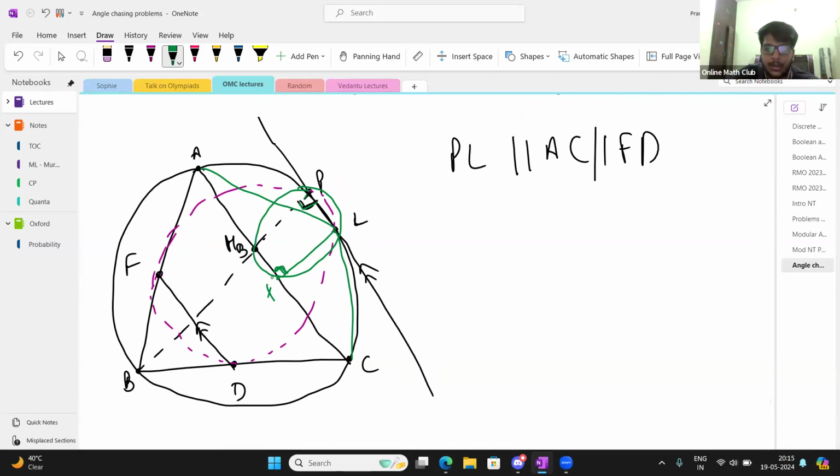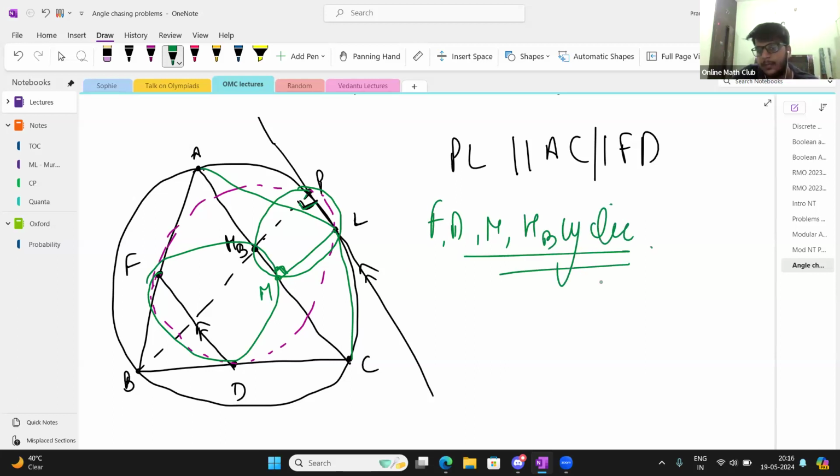Okay. So now we know that this point is the midpoint. So what's left in the problem? We have to prove F, D, M, and HB are cyclic. Right? Does everyone follow? Does anyone have a doubt right now?